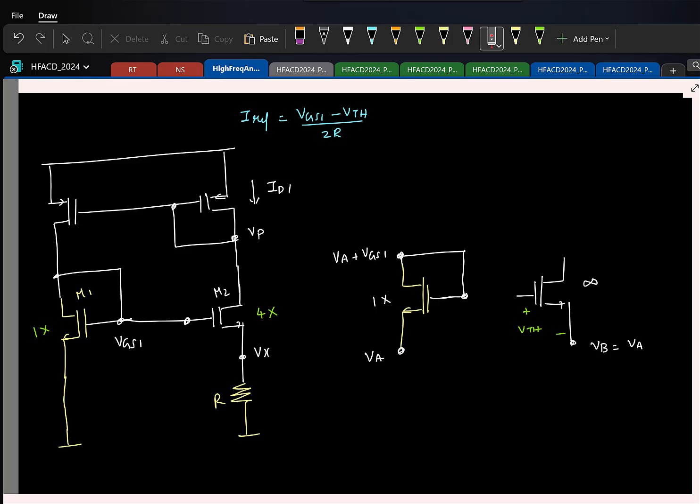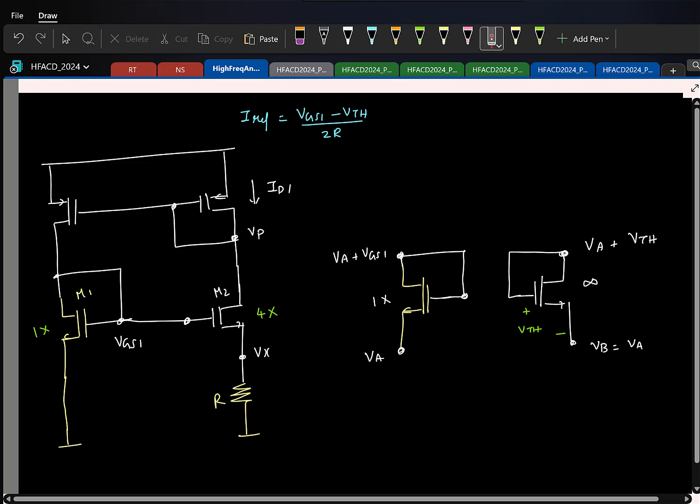Again, assume there is some current flowing here. What can you do? Remember, VTH is basically the gate to source voltage of this guy. The question boils down to the fact that I want to sense the VGS of this transistor. What do you do? You can diode connect this guy also. Now what is this voltage? That is also VA. I mean, that is VA plus VTH, right?